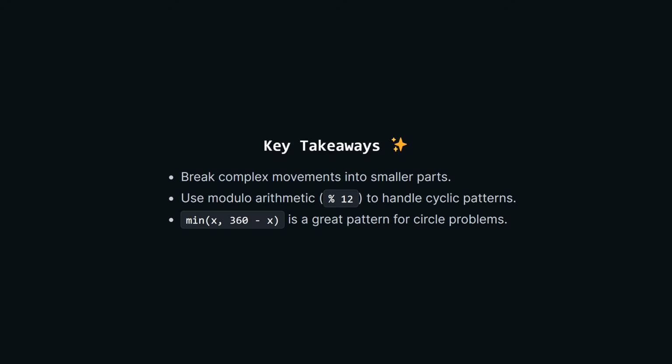So what are our key takeaways here? First, breaking down continuous movement into a base unit plus an offset makes the math way easier. Second, using modulo is perfect for cyclic things like clocks. And third, comparing a chunk of a circle to the rest of the circle is a handy pattern to remember.